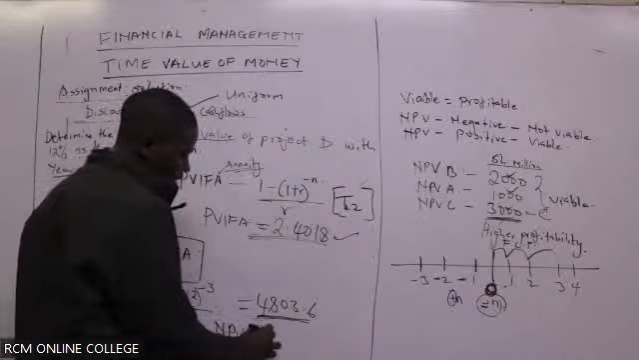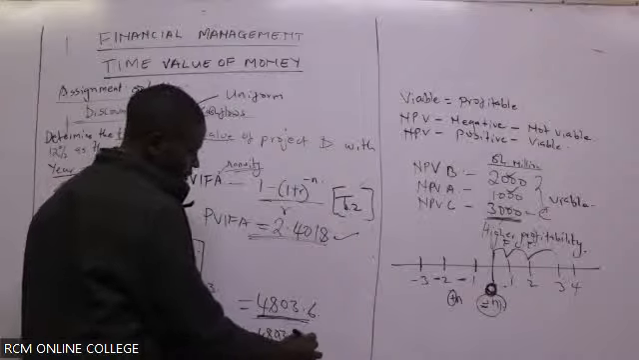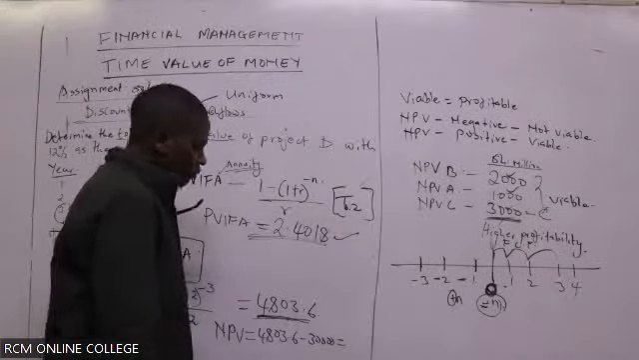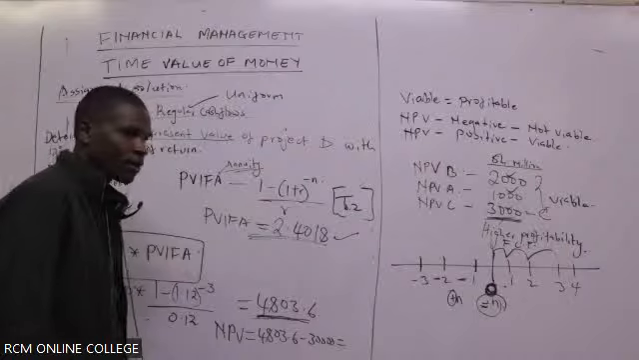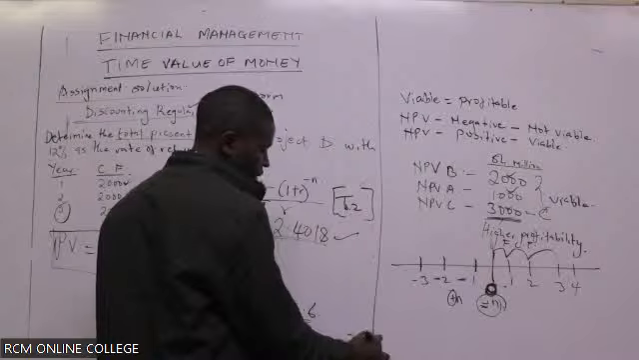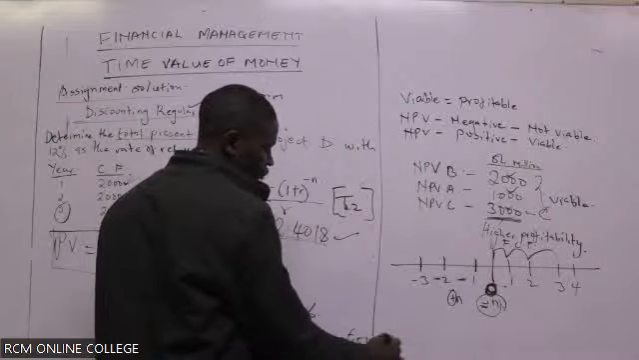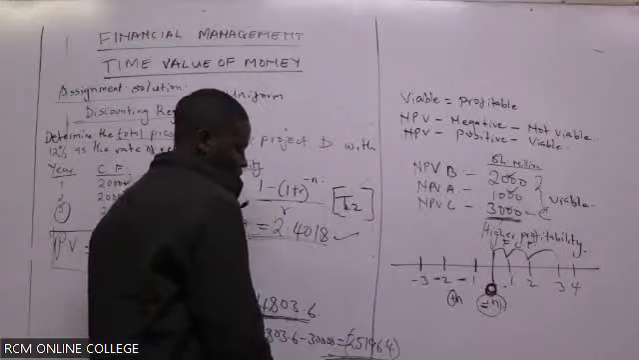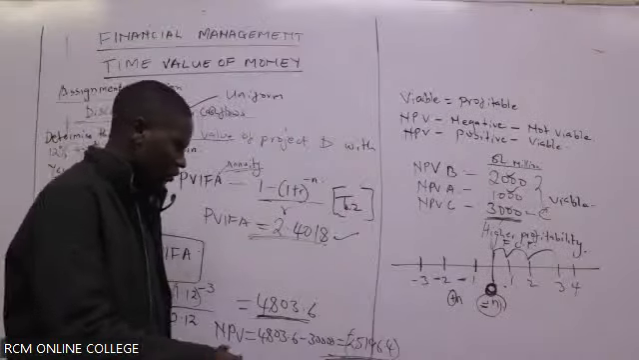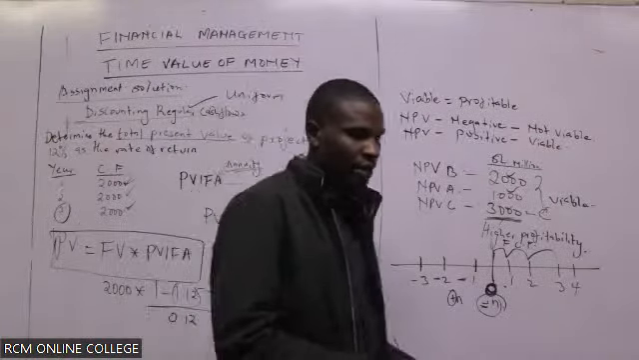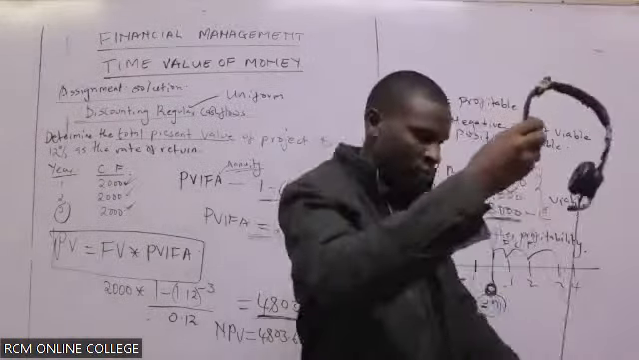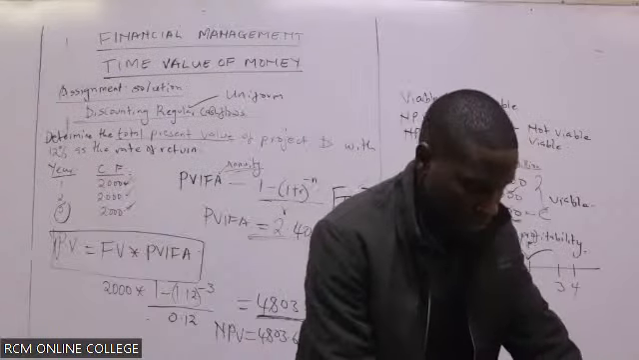NPV will be 4803.6 minus 30,000. So what do we get? Put the NPV as we go for a short break of 5 minutes. 25,196.4 negative, showing that this is not a profitable project, not a viable project. So class, let's go for a break of 5 minutes, after which we shall be back. Please synthesize that information. That information means a lot to us.